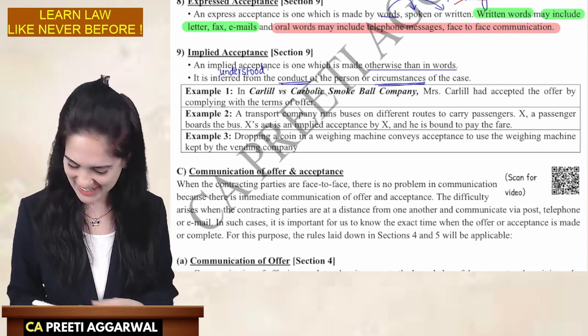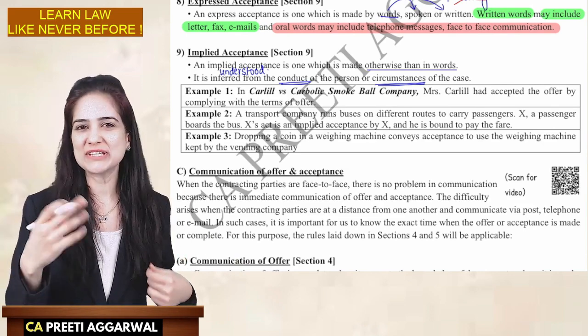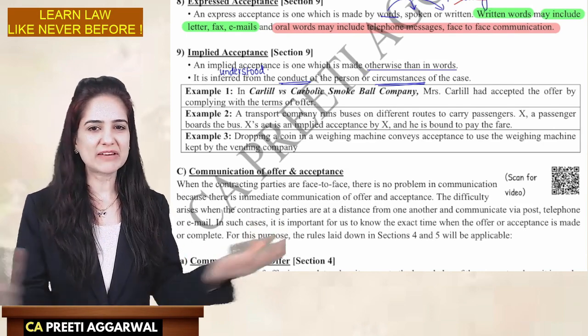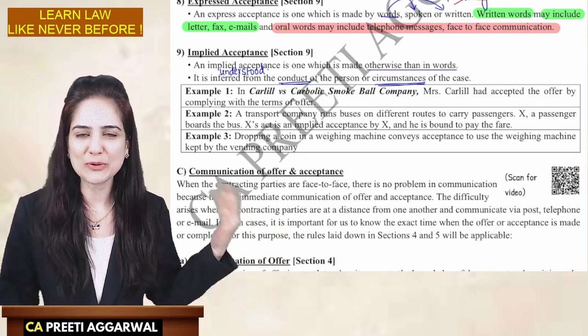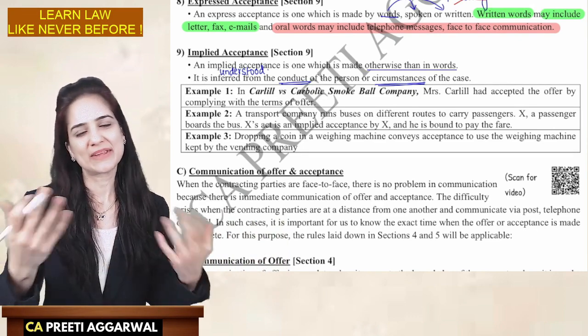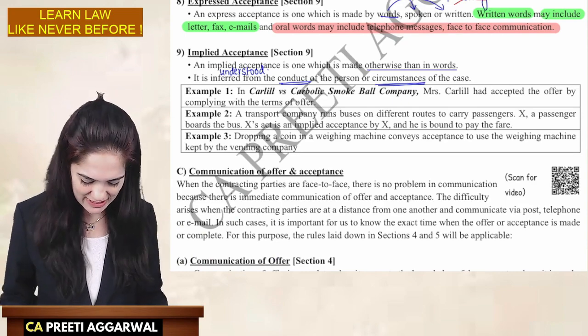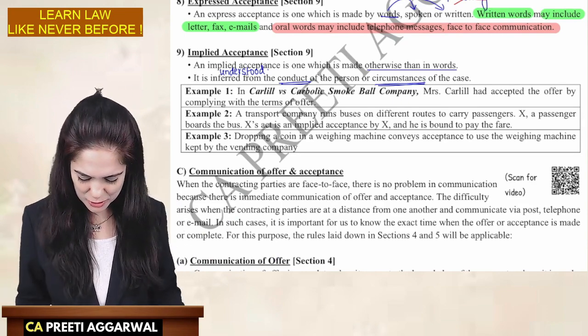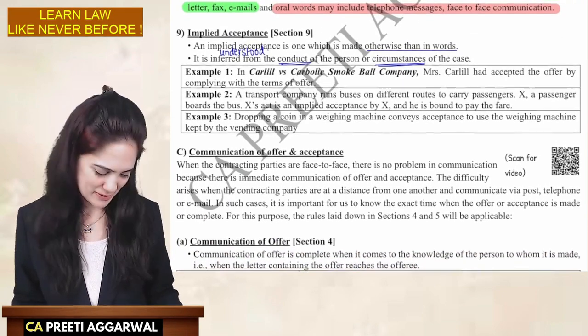It was fun actually. So dropping a coin in the weighing machine is acceptance, because the weighing machine is giving an offer. See, I am ready to tell you your weight. You come, stand. So we stand, we put the coin. That is acceptance. So dropping a coin is acceptance to use the weighing machine kept by the vending company.